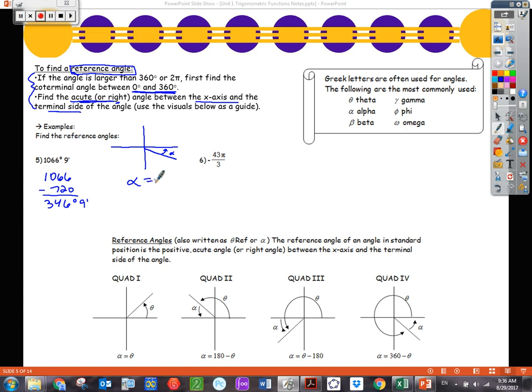All right, so how in the world are we going to find that? So we could memorize this formula, or we could just really think about it. We know this whole distance around is 360, right? If I have the whole distance around is 360 and I take off the 346, won't I be left with my reference angle? Right, that makes sense? So that's what we're going to do.